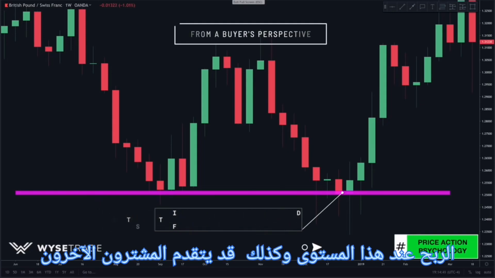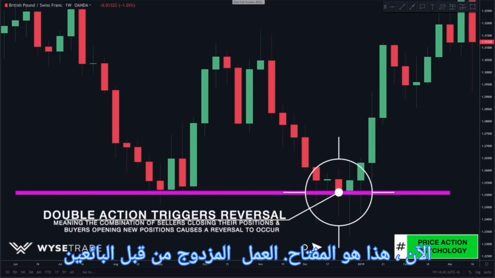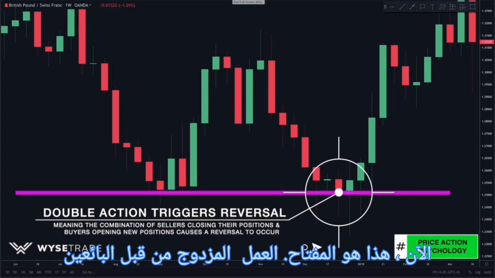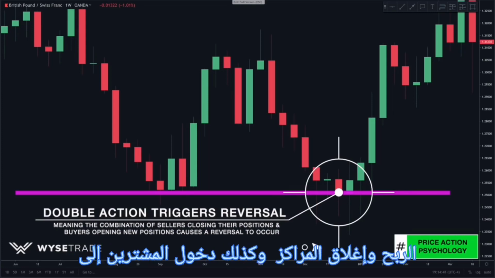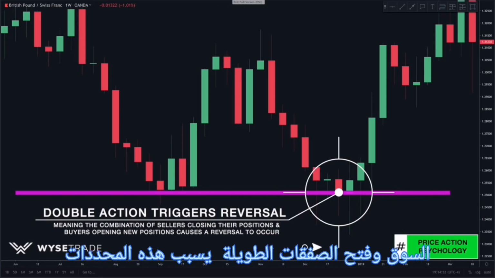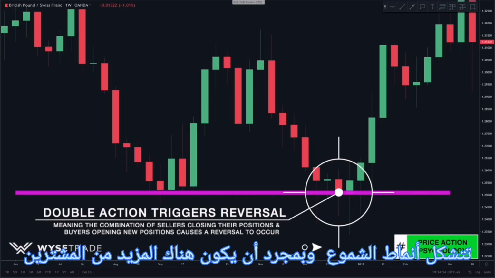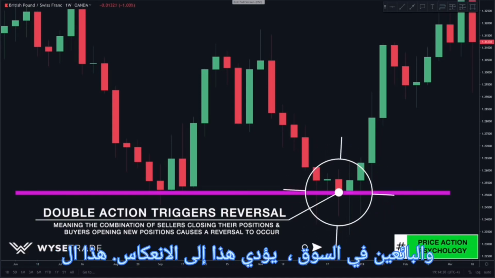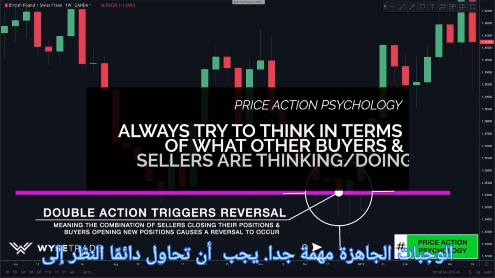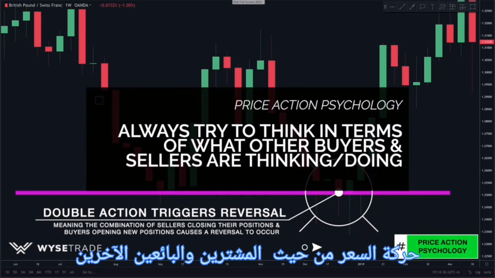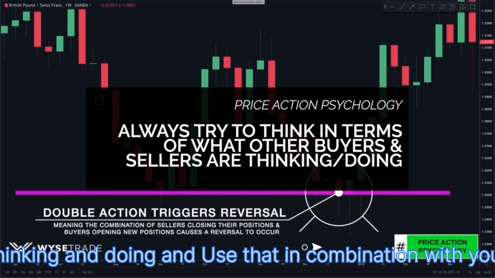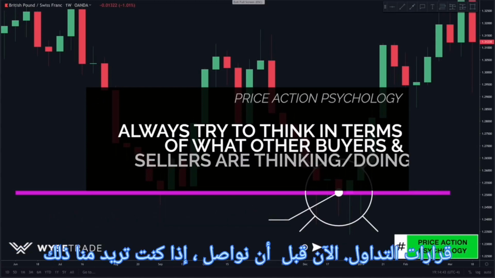And in your mind, you are thinking that sellers might be taking profit at this level, as well as other buyers possibly stepping in. Now, this is the key. The double action of sellers taking profit and closing positions, as well as buyers entering the market and opening long positions, causes these specific candlestick patterns to form. And once there are more buyers and sellers in the market, this triggers a reversal. This is a very important takeaway. You should always try to look at price action in terms of what other buyers and sellers are thinking and doing, and use that in combination with your trading decisions.